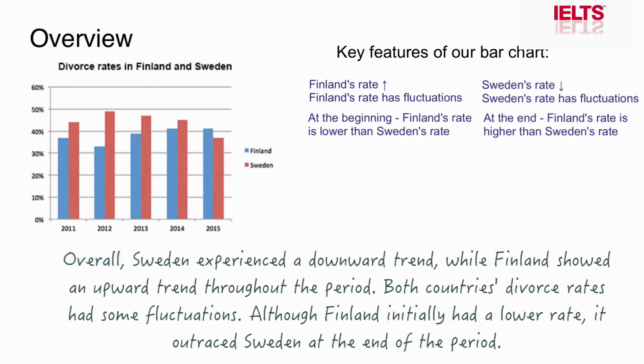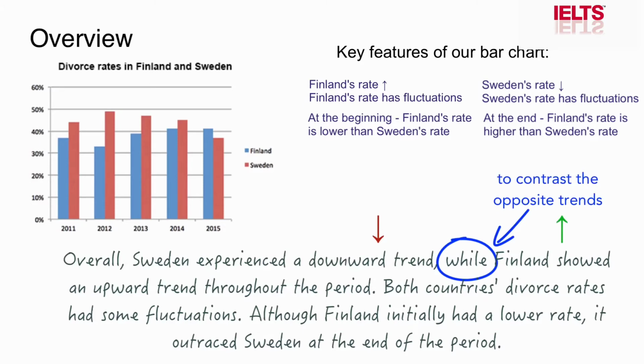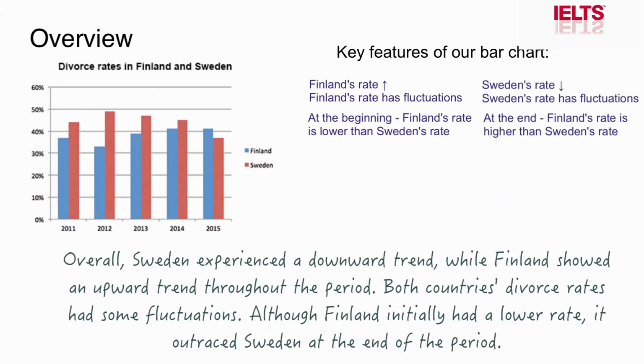Next, I wrote a phrase: Sweden experienced a downward trend. This is just a nice way of saying that Sweden's rate went down. And I wrote that Finland showed an upward trend. Likewise, this means that Finland's rate went up. Note how I used the linking word while to contrast the opposite trends. It is a very good technique, so keep that in mind.